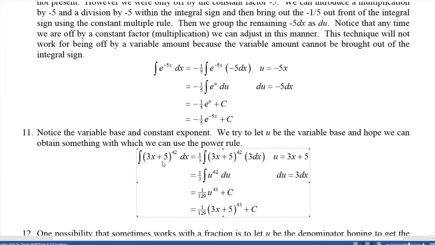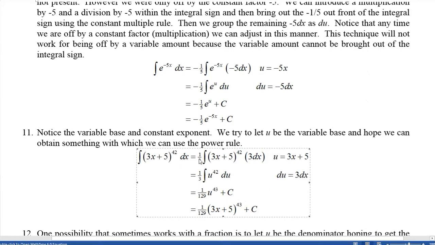So when you have a variable base and a constant power, one thing to try is to let that variable base be u. So let u be the 3x plus 5, then we write that on the side. Then we have to figure out what du is. Well, du is the derivative of this times dx. The derivative of 5 is 0. The derivative of 3x is just 3, and then we put our dx. So du is 3 dx.